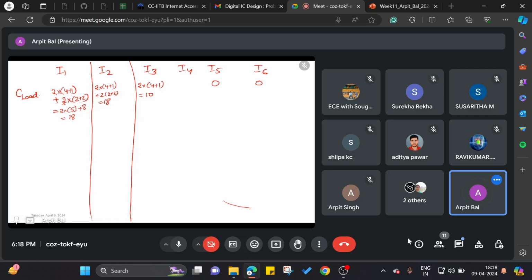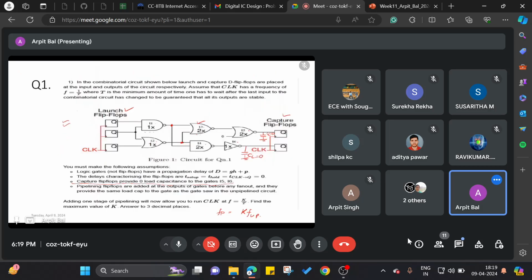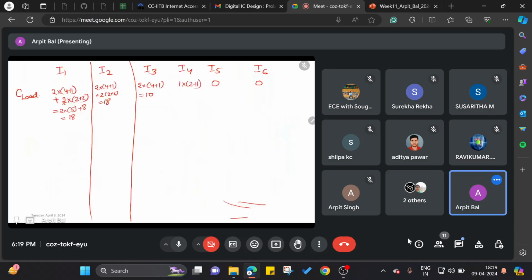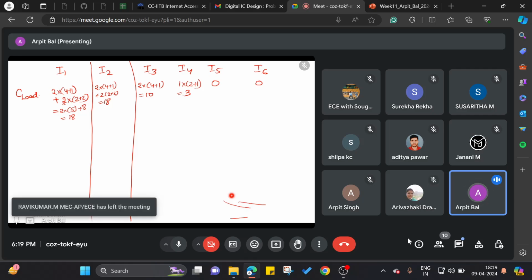Okay, what is I4? 3C. Yeah, I4 is an inverter, right? Yeah, I4 is an inverter, correct. So it will be 3C. I'm not mentioning the C here, I'm just writing it as 3. So understand that there is a C also present here.